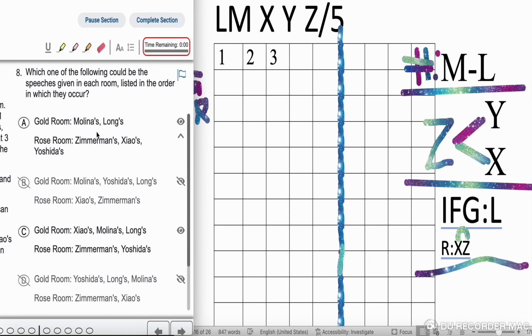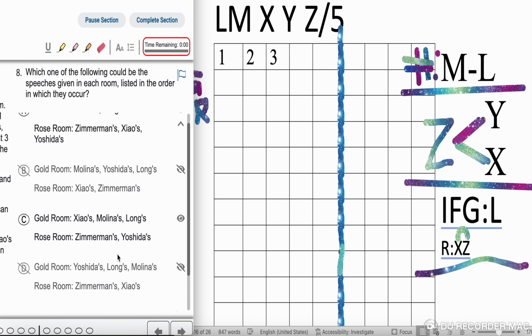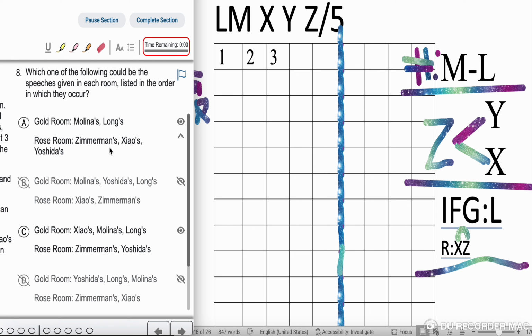So if G is in the go room, if L is in the go room, which I see in both, then X and Z have to be in the R room, and X is in the go room. So go ahead and eliminate choice C.